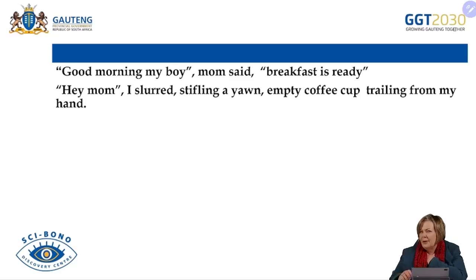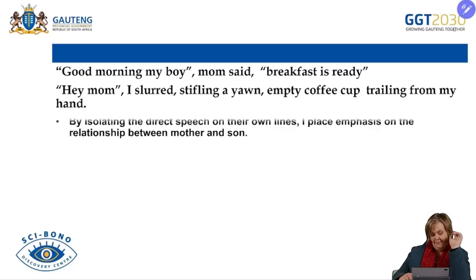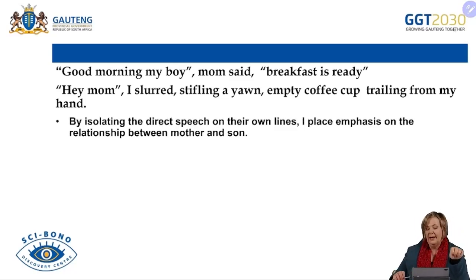Can you see that picture? Can you see this boy shuffling down the passage, yawning, and then slurring, "Hey, Mom?" He's really not awake yet. By isolating the direct speech on their own lines, I place emphasis on the relationship between the mother and the son. Is the mother angry? No, she's not. Is the young boy irritated, frustrated? Definitely not. It tells you that they have a good relationship.